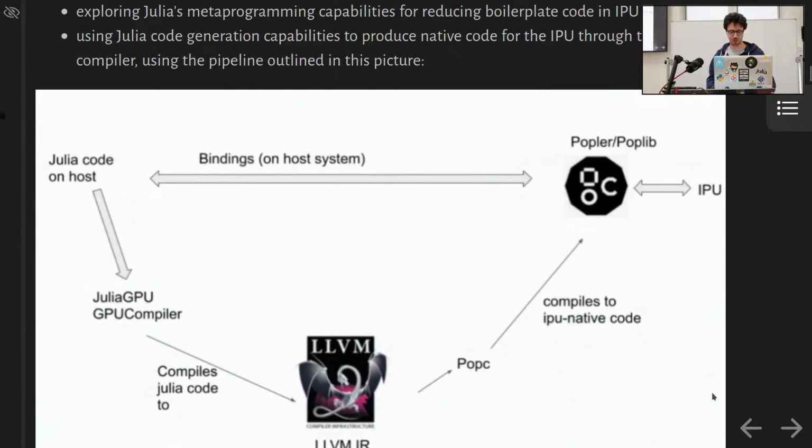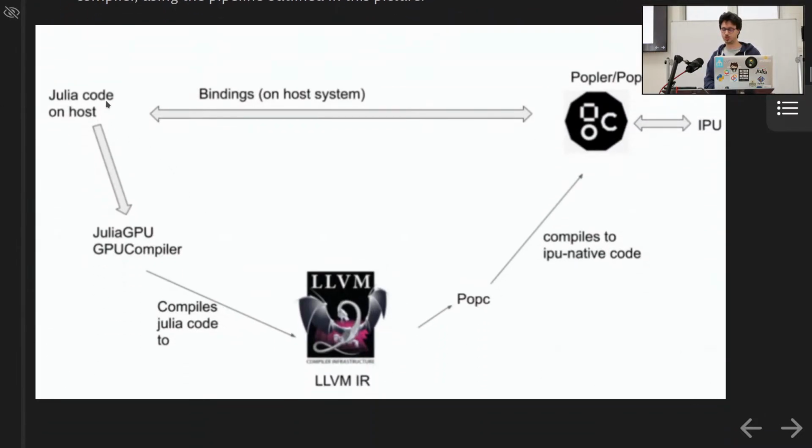So this is a quick schematic of what we do. We write code on the host. We use GPUCompiler to generate the LLVM IR. And use POPC. POPC is the Poplar compiler to generate the native code for the IPU, which then can run on the device.